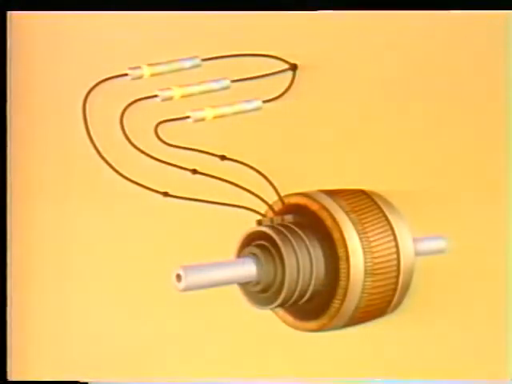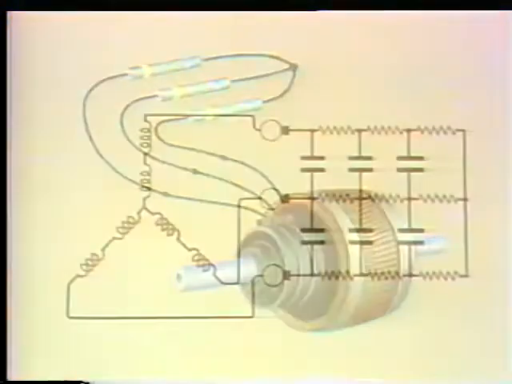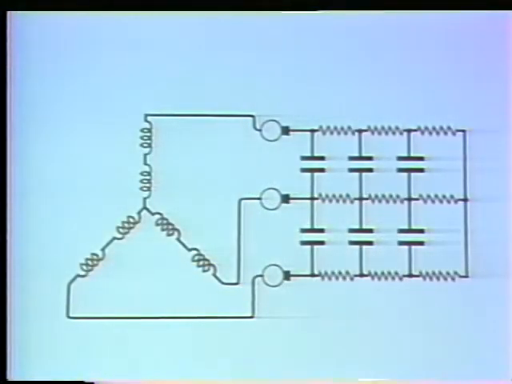A wound rotor motor operates exactly like the squirrel-cage motor we've just seen, with one exception. To gain speed control, slip rings and brushes are used to make the connection between external resistances and the rotor coils. And this puts the external resistances in series with the rotor windings. A typical wound rotor circuit is shown here in a schematic representation.